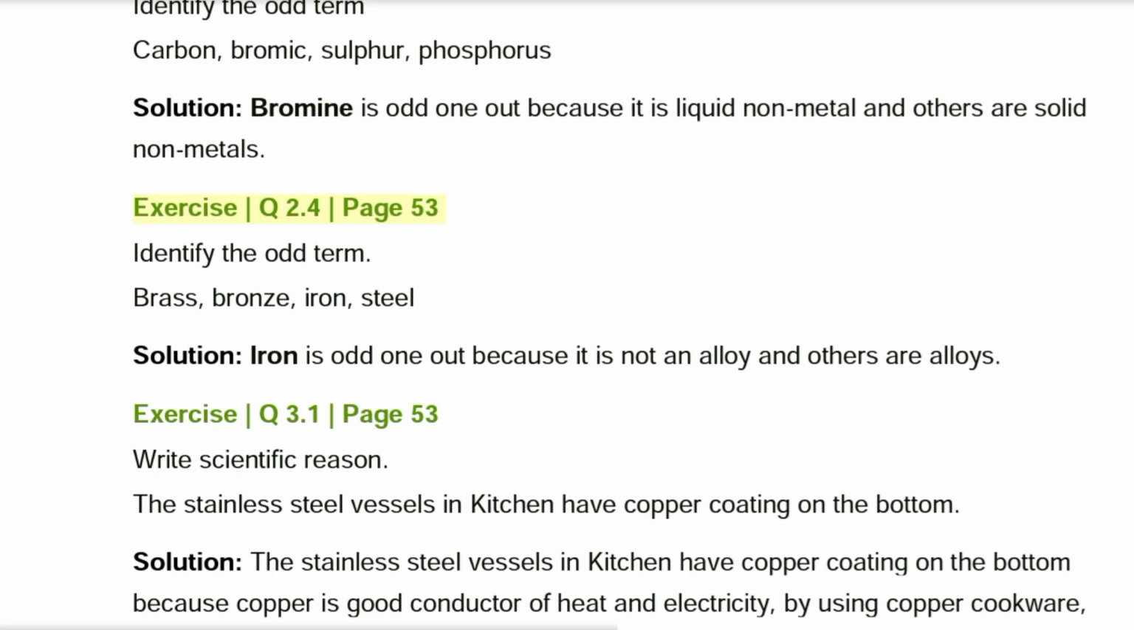Exercise Q2.4, page 53. Identify the odd term. Brass, bronze, iron, steel. Solution. Iron is odd one out because it is not an alloy and others are alloys.